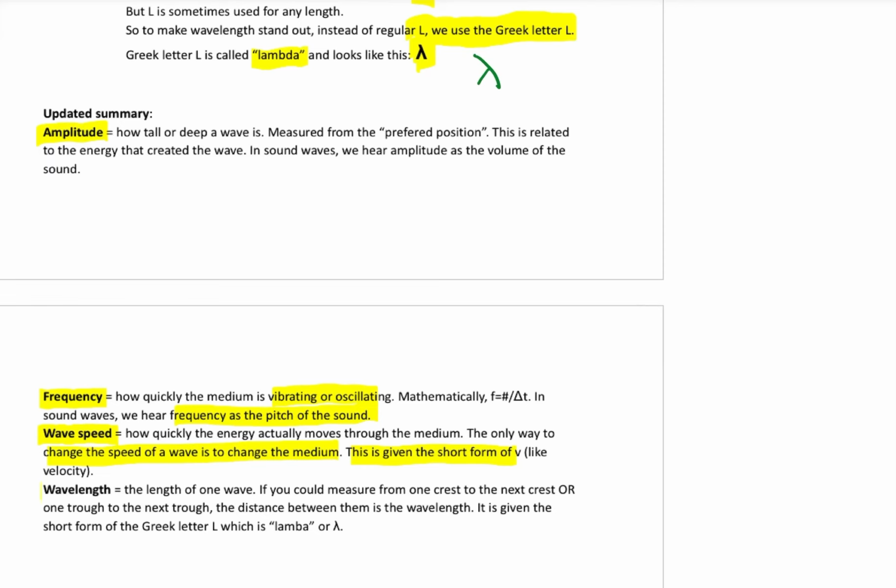And now the new one, this thing called wavelength. Wavelength is literally the length of one wave. So it's crest to crest, trough to trough, the start of one to the start of the other, the full wave. That's what a wavelength is. Because it's a special distance, we give it the short form of the Greek letter L, lambda, typed that way.